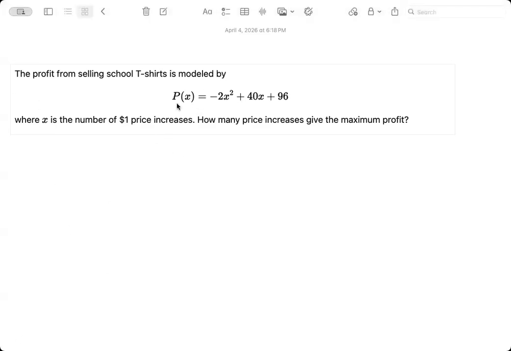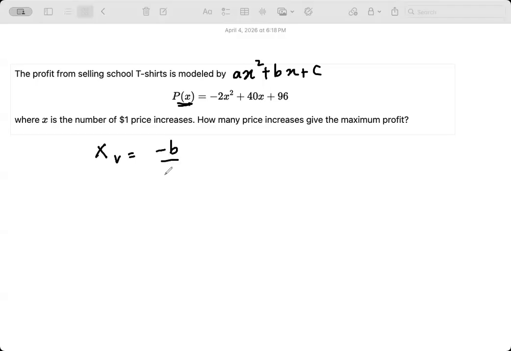So here the profit is maximum, which means they're asking for the vertex. How do you find the vertex? This is in standard form, right? So the x value of the vertex is given by minus b by 2a. It is minus 40 by 2 times minus 2, which is 40 by 4, which is 10. Now the x value of the vertex is this.